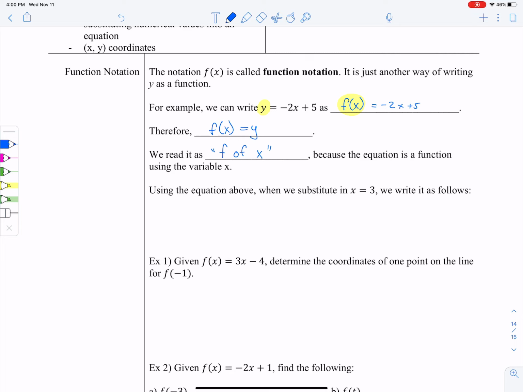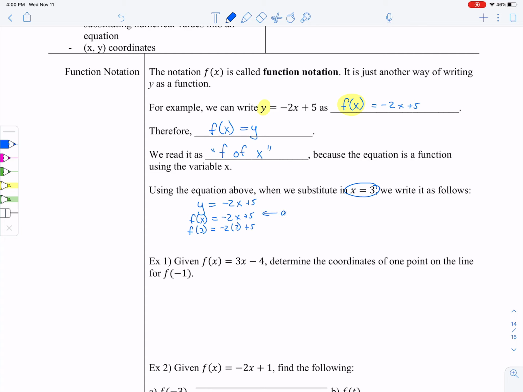So here it says, using the equation above, when we substitute x is equal to 3, we write it as follows. So first, we're going to have our equation. So we have y is equal to negative 2x plus 5. We're going to replace y with f of x, so we've swapped the y for f of x. Then we're going to replace the x with 3. So anywhere else we find an x, we're also going to replace it with a 3.